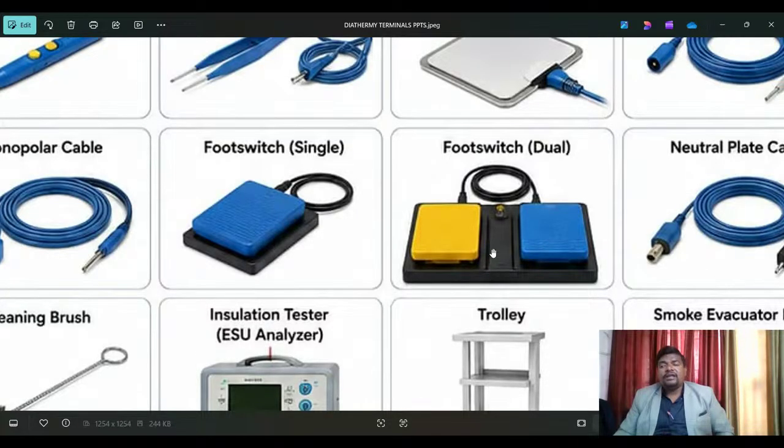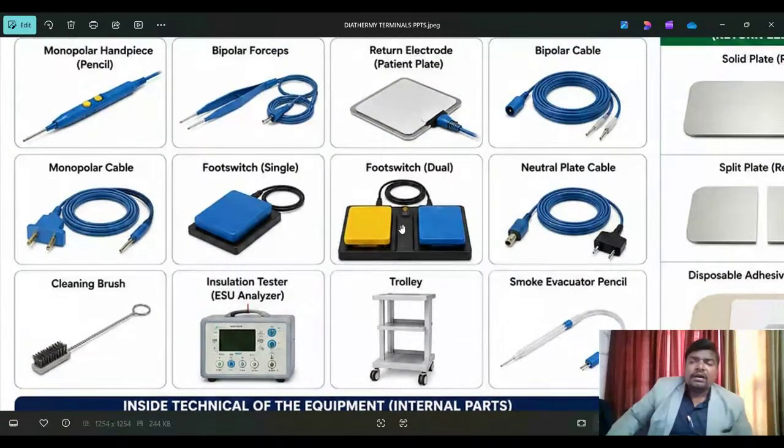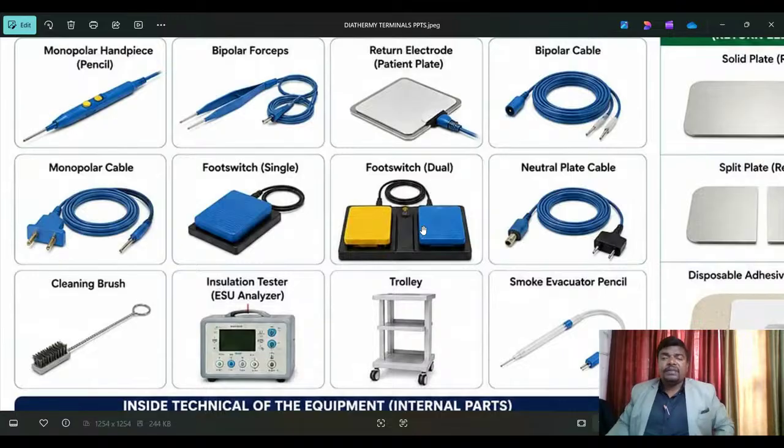Okay, monopolar, bipolar. Both switches are there. This is monopolar, this is bipolar. Sometimes both switches are there, depending on the manufacturer of the equipment. The main function will not change. They follow only the main basic principle, but they manufacture in different ways for marketing purposes.